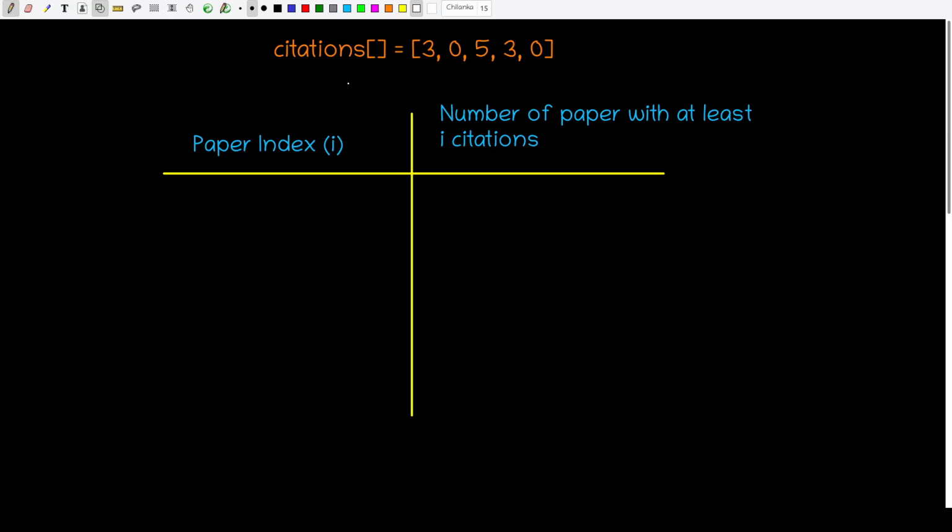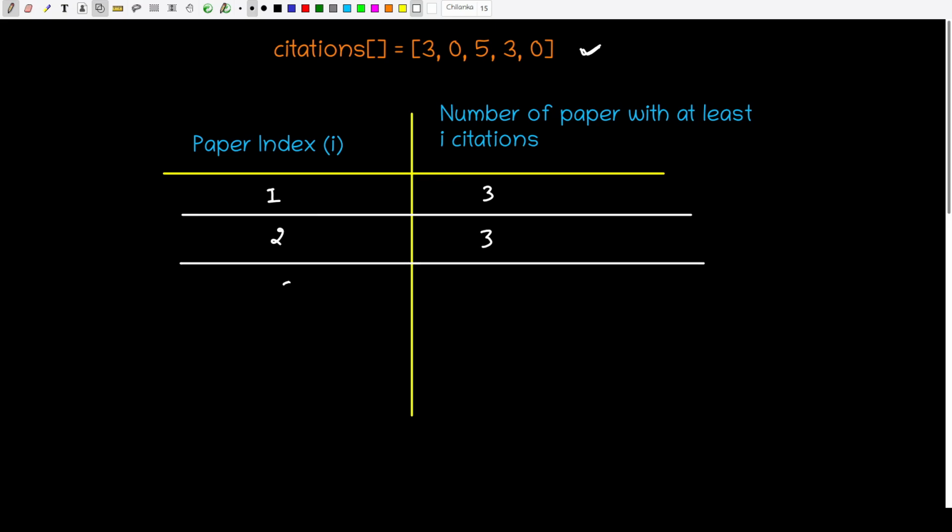Now let us try to understand the problem statement a little bit further. So let us say this is the citation array which is given to us. With this citation array, we are going to prepare this table. This table contains paper index and the number of papers with at least i citations. So for instance, if the paper index is 1, we are looking for the number of papers with at least 1 citation. So as we can see, there exist 3 papers with at least 1 citation, because of which 3 will be over here. Similarly, when paper index is equal to 2, we are looking for papers with at least 2 citations. Again, these 3 values are going to satisfy that, because of which 3 will come over here.